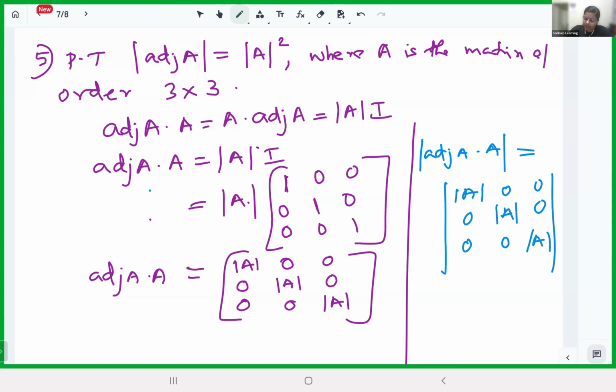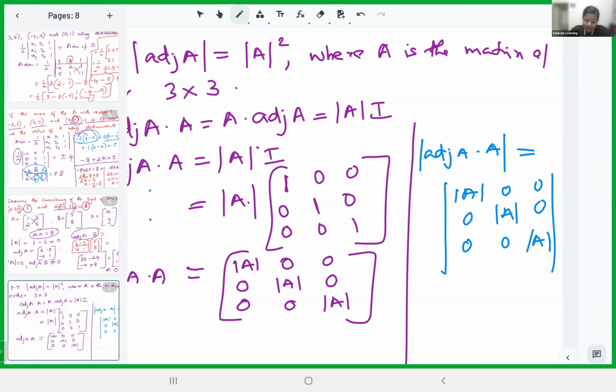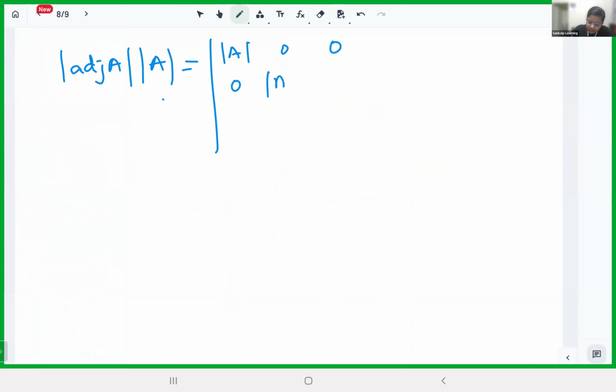Now you can split this, right? Adjoint of A into A. Determinant of AB is determinant A into determinant B, right? So this can be written as determinant of adj A into determinant of A equal to determinant A 0 0, 0 determinant A 0, 0 0 determinant A, right?